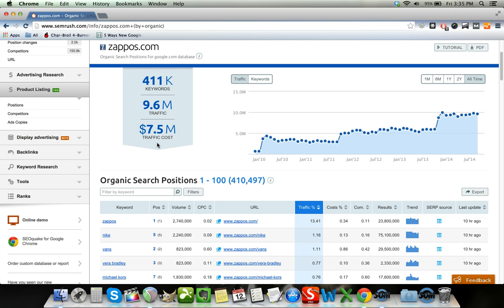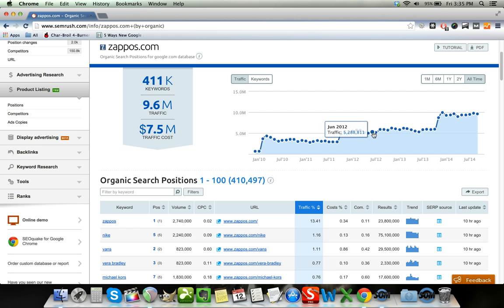Traffic cost in organic research is more an indicator of value. Basically, what that is, is the amount of money that Zappos would have spent were they to receive all this traffic via AdWords. So it would have cost them $7.5 million to receive the same traffic via Google Ads.